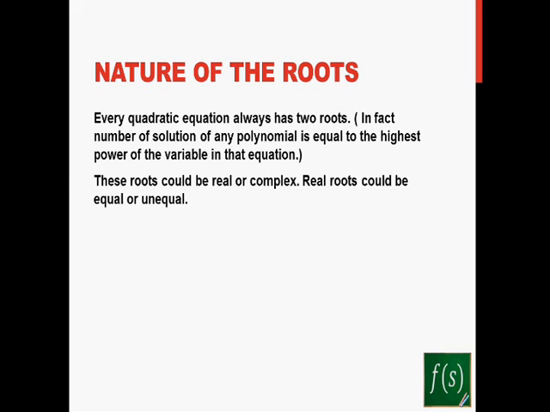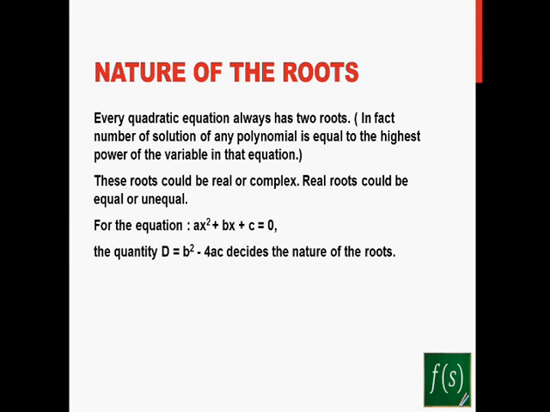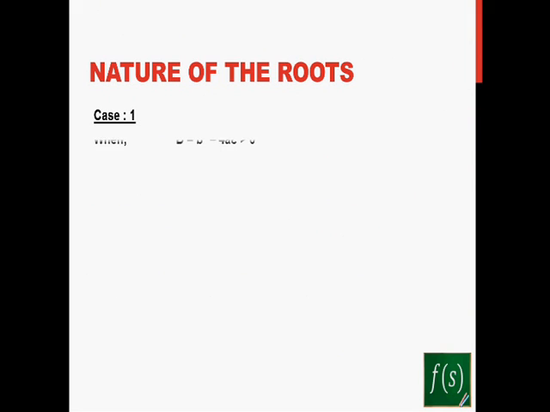Now these roots could be real or complex, and then your real roots could be equal or unequal. This is what you mean when you say the nature of the roots. It's real, complex, and whether it's equal or not. So for an equation, the quantity d, which is b square minus 4ac, decides the nature of the roots. This quantity is called the discriminant. Let's look at the cases that we have in hand.